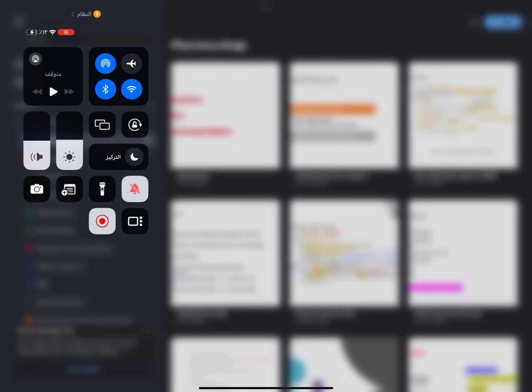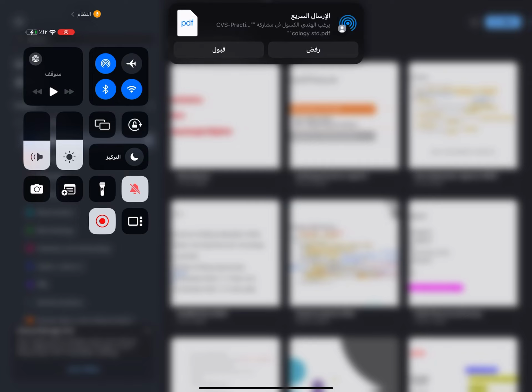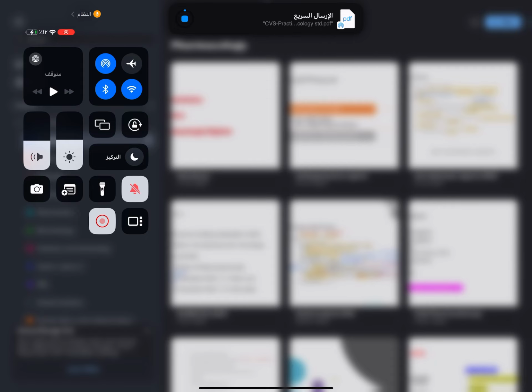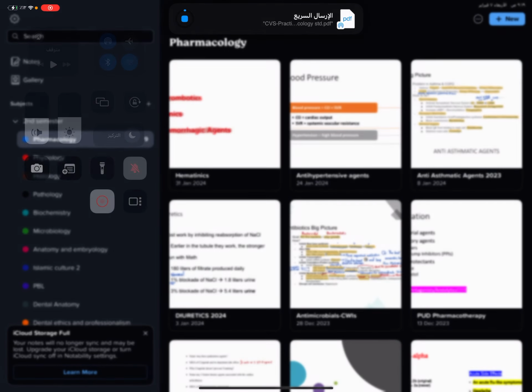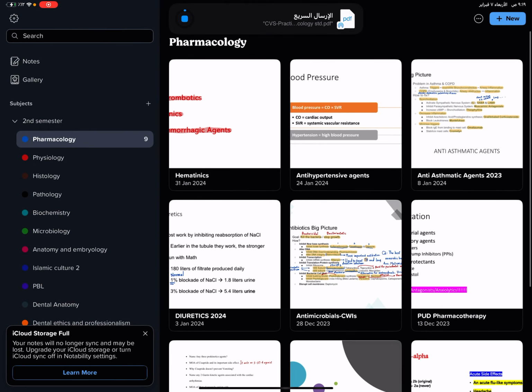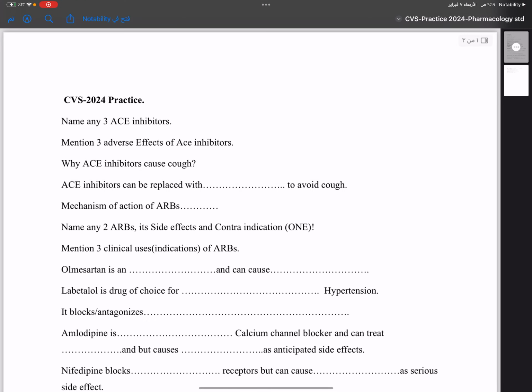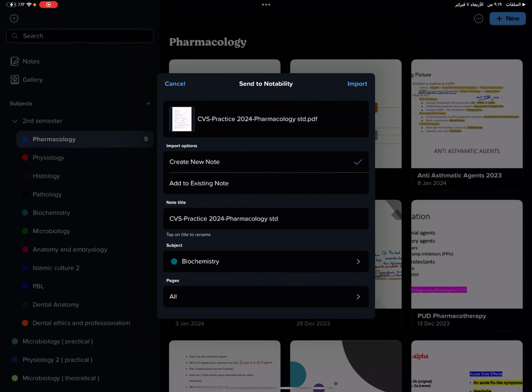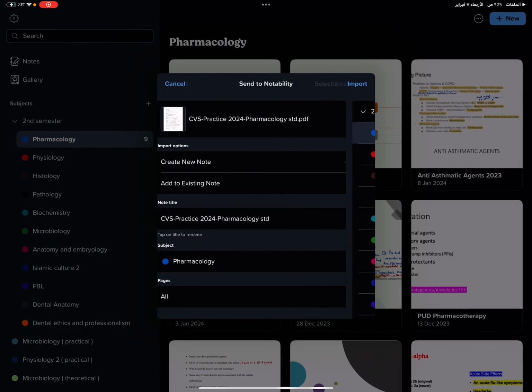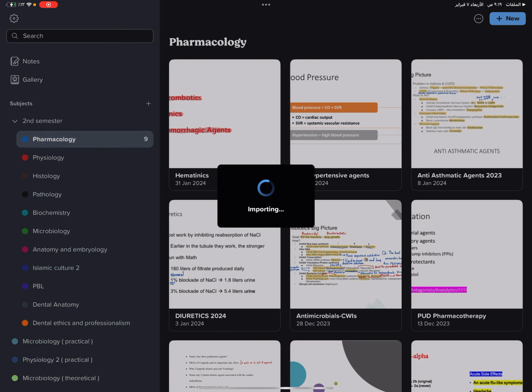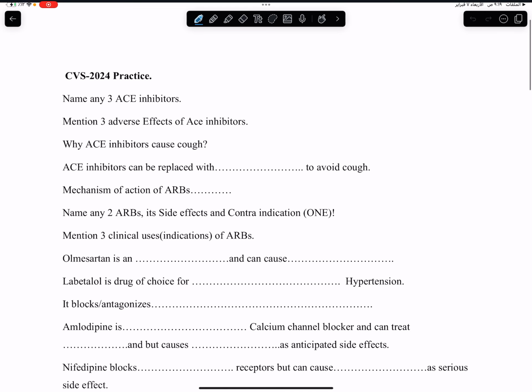Angioedema. Okay, good. Why do ACE inhibitors cause cough? Why do ACE inhibitors cause cough? Because it hydrolyzes bradykinin, or it doesn't hydrolyze.